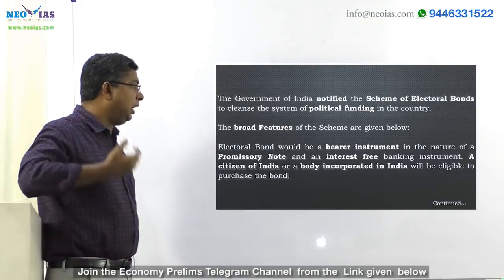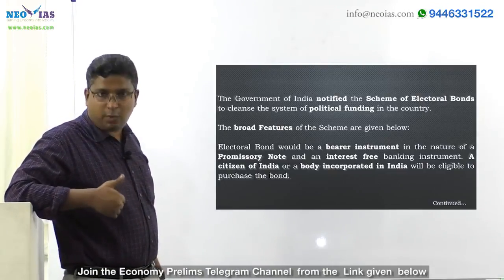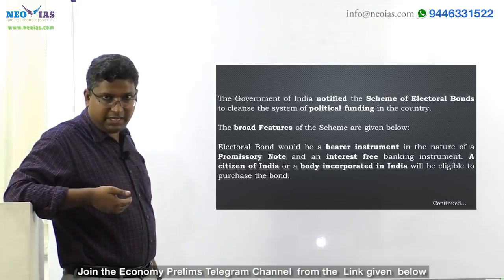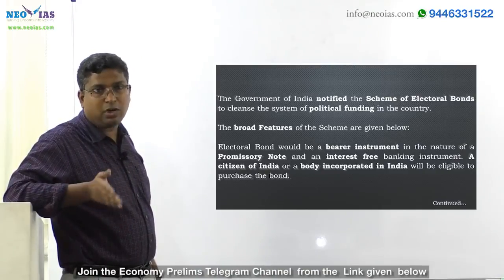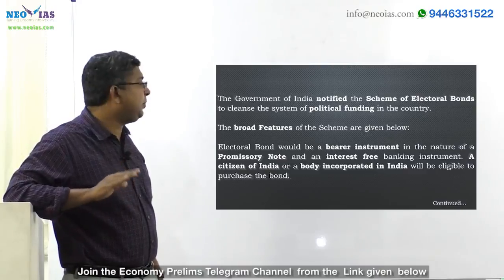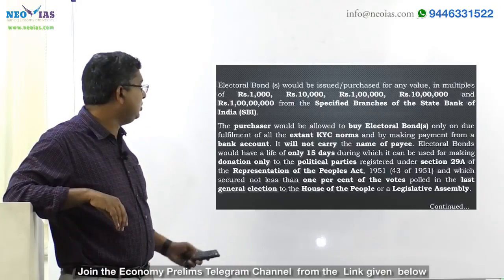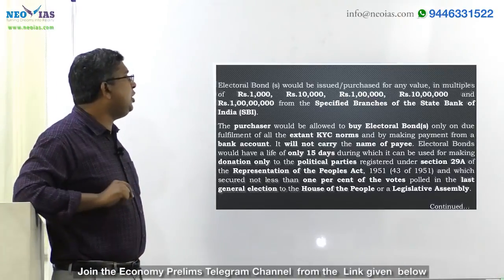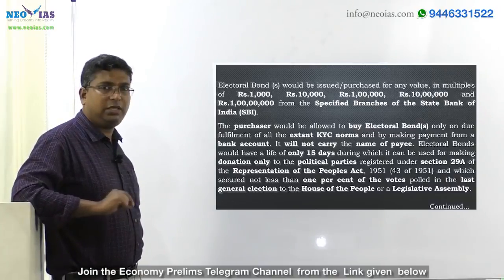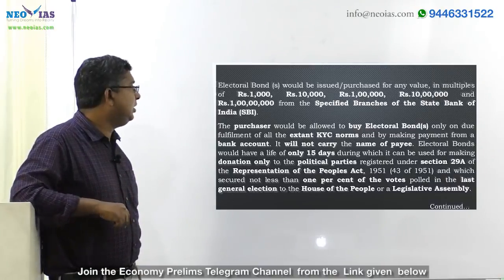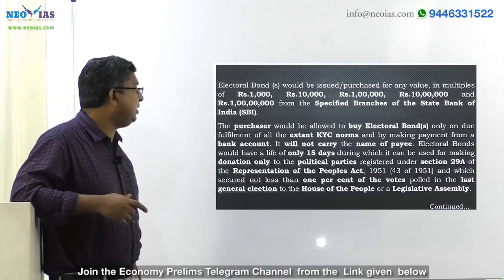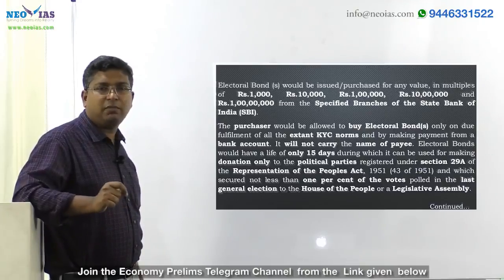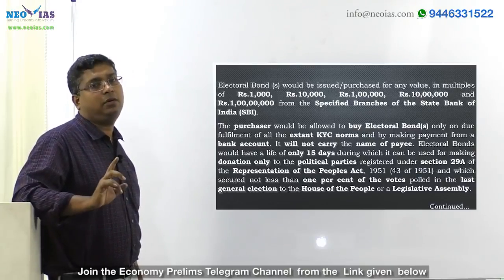And who is eligible to purchase this bond? An Indian resident or a body incorporated in India can only purchase this bond. That's a very important point to be noted down. Then this bond will have values in multiples of 1,000, 10,000, 1 lakh, 10 lakh and 1 crore, and it can be purchased only from the specified branches of SBI.